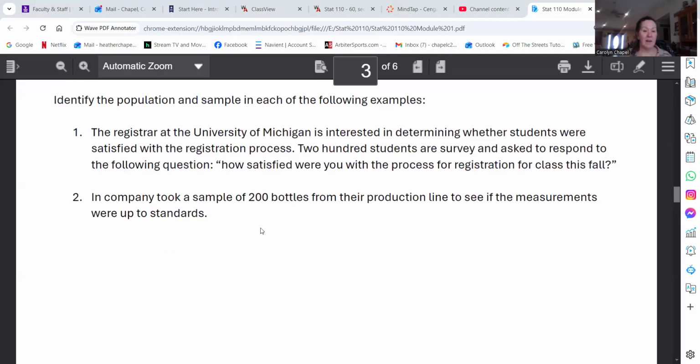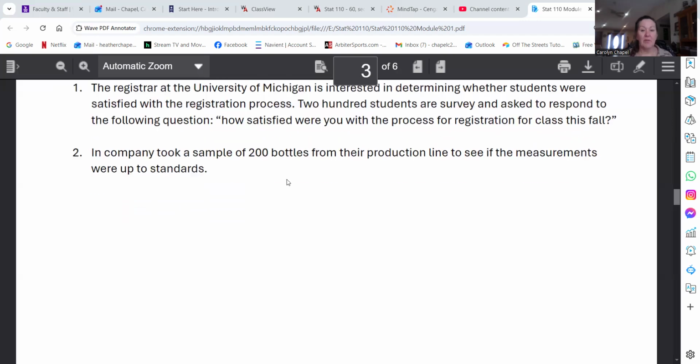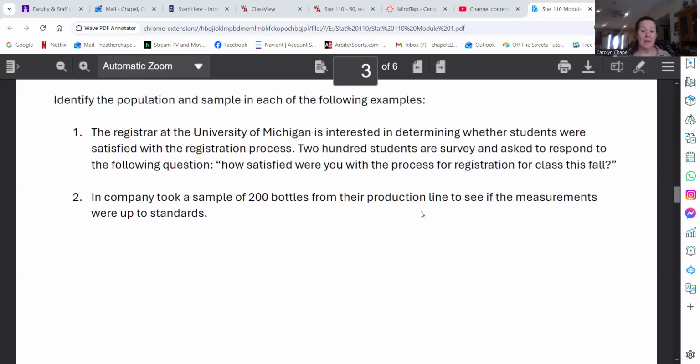Number two, we have a company who took a sample of 200 bottles from the production line to see if the measurements were up to standards. So the population would have been all the bottles in their production line. Okay, because we're looking at all the bottles that are measurements that they're concerned about, but the 200 that they actually looked at to take the measurements from, that would be our sample.